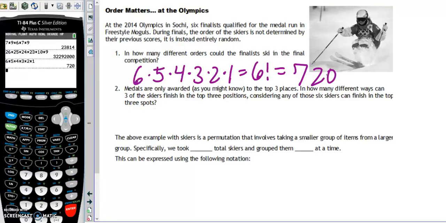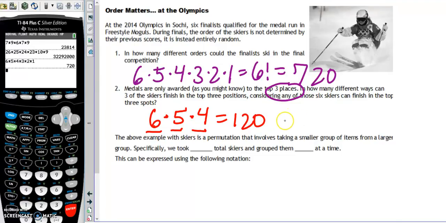And when they do the award ceremony, they get the gold, the silver, and the bronze. So they award the top 3 places. How many different ways can those particular skiers finish, taking out the skill element of it, before the scores come out? There are 6 different skiers who could finish first. Once that skier is gone, there are only 5 skiers left for second. And then there are 4 skiers left for third. And since we stop at third place, we don't continue. So there are 120 different medal finishes. 6 different people could get the gold, leaving 5 for the silver, 4 for the bronze.